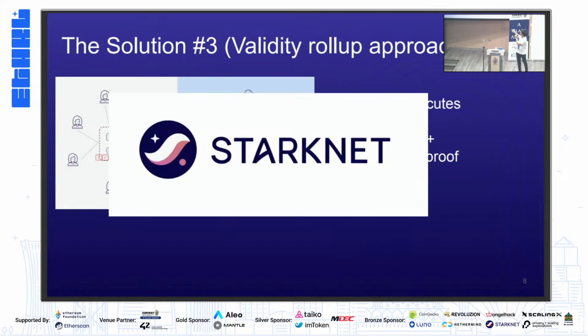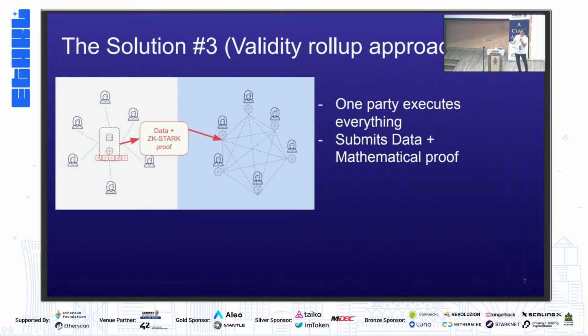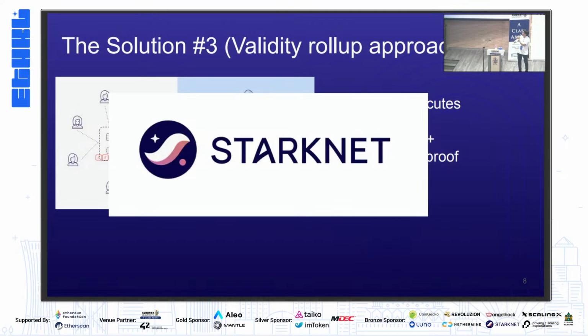In Starknet, for example, we use Stark proofs. There are various options, and there's a zk track tomorrow for those who are interested. I highly encourage you to go and ask questions over there. There's a panel as well. But today we are going to talk about Starknet and Stark proofs.